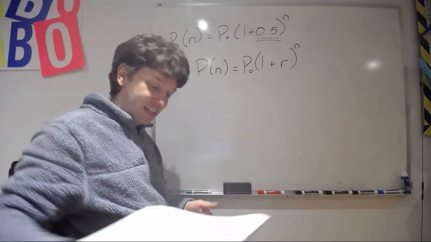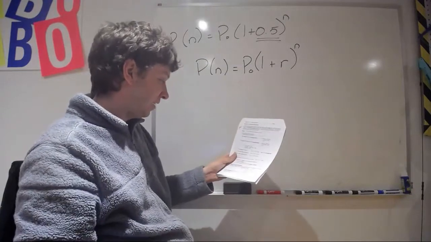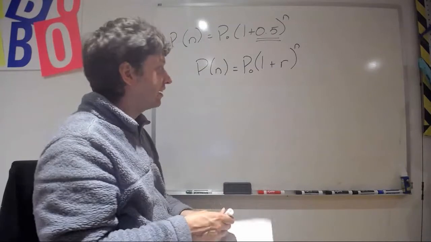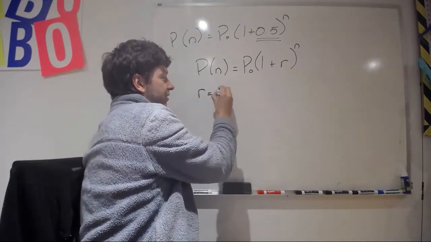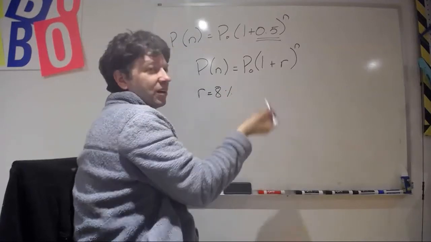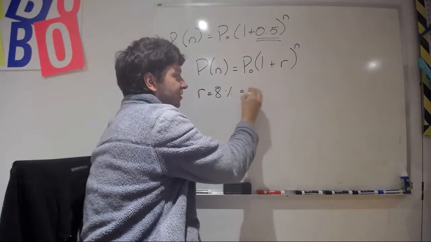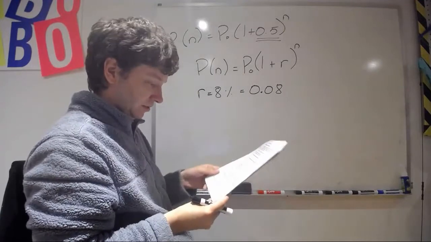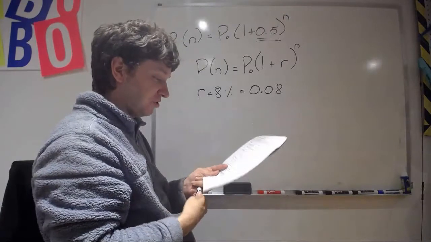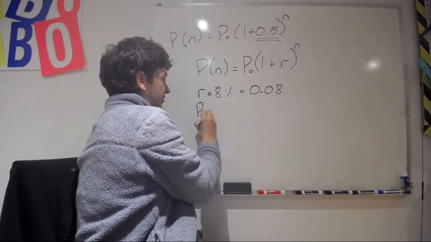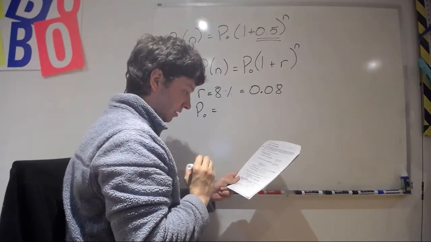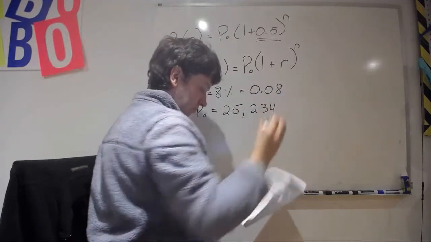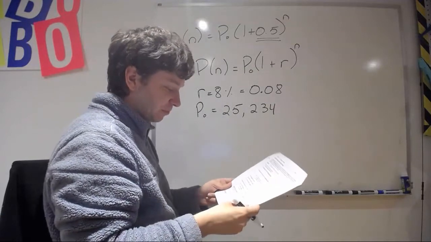So let's finish with just an example at the bottom. It says, the population in a small town is predicted to grow at a rate of 8% per year. So that R is our 8%. That's our rate. But we're not going to write a percentage sign, so as a number, 0.08. It says currently there are 25,234 people. So that's our initial amount, P naught. And we want to use the formula to calculate the population in 20 years.